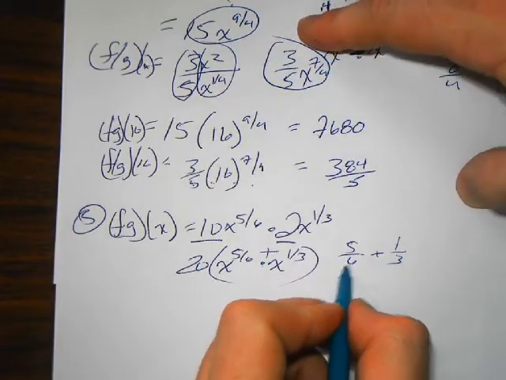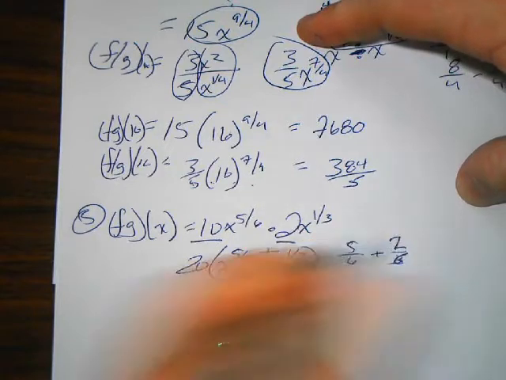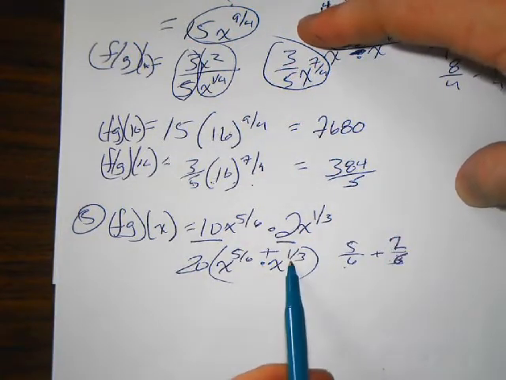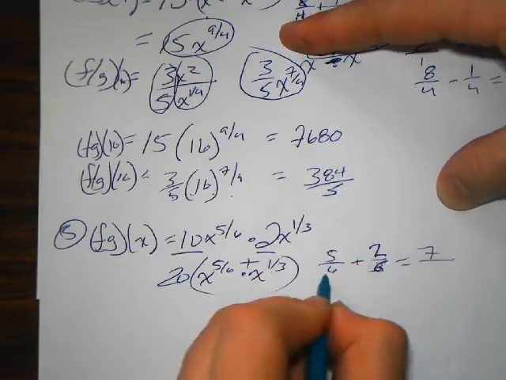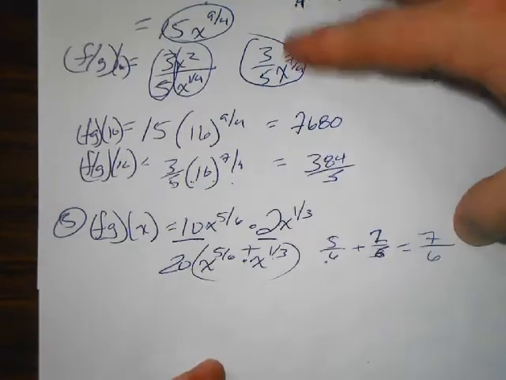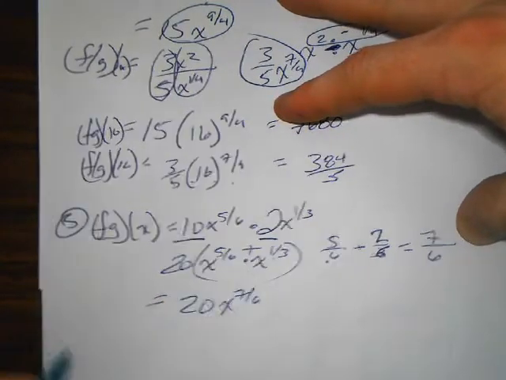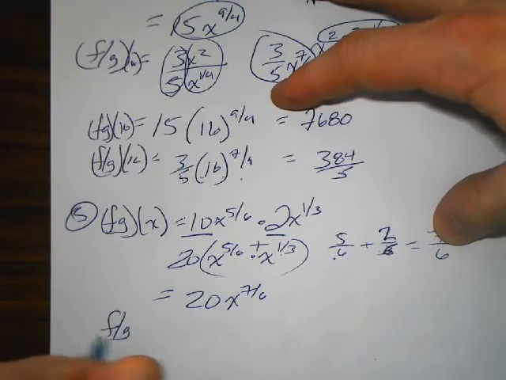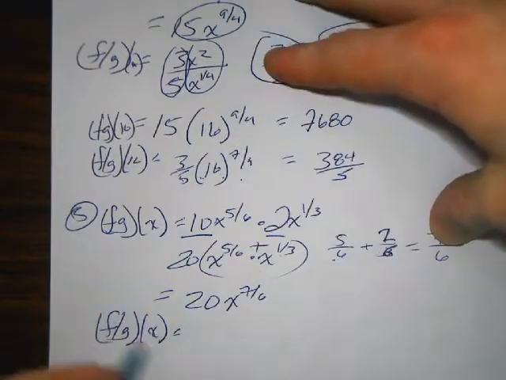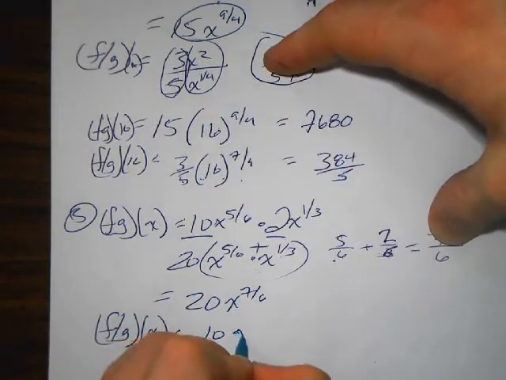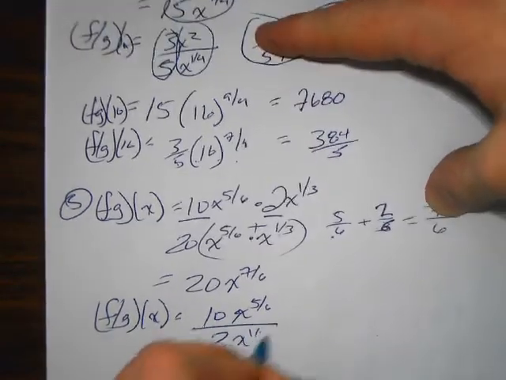I need a common denominator, so 3 times 2 is 6, so 1 times 2 is 2. 2 divided by 6 is still 1/3. 5 plus 2 is 7, and our common denominator is 6. So f times g of x is 20x to the 7/6 power, and f divided by g of x is going to be 10x to the 5/6 power divided by 2x to the 1/3 power.